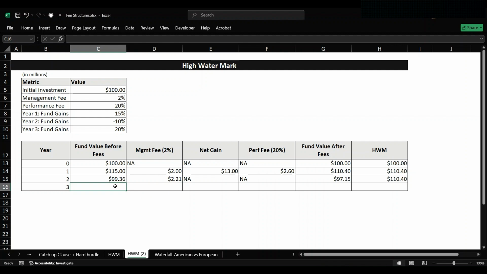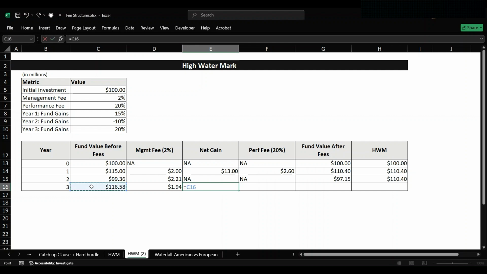Calculating for year 3, therefore 97.15 into 1 plus 20%, which gives us 116.58 million. Calculating management fees, which gives us 1.94. Now we will calculate net gain.